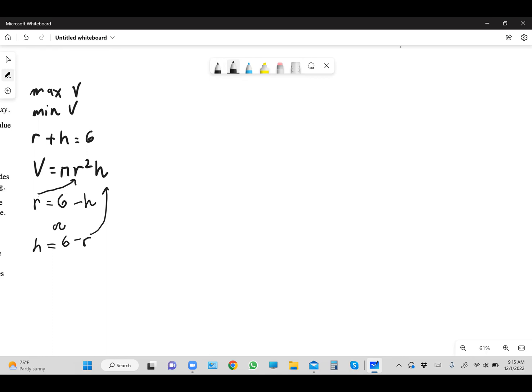Zoom recording. All right. So I would rather substitute the h in there with the r. So now you have the following. You have V equals pi r squared times 6 minus r. Right? So that's what we got. Now, you can go ahead and write this as V equals, and what I would do is I would distribute. You see that? I would distribute: 6 pi r squared minus pi r to the third. And now everything's in terms of r. So now you can do your derivative, dV/dr.